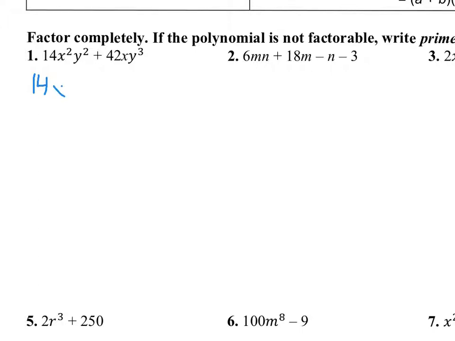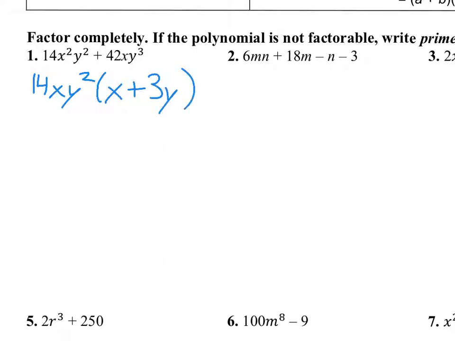Both of these have at least one x, and they both have at least two y's. So if we remove that from both terms, we're left with x in the first term and 3y in the second term.